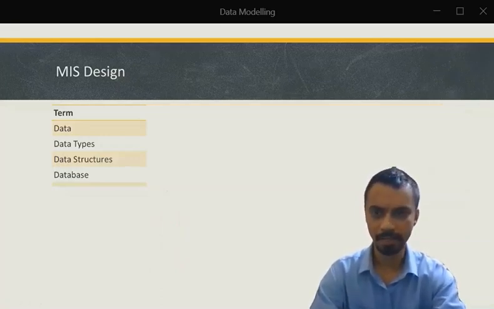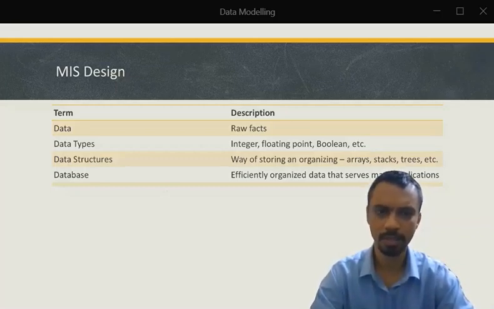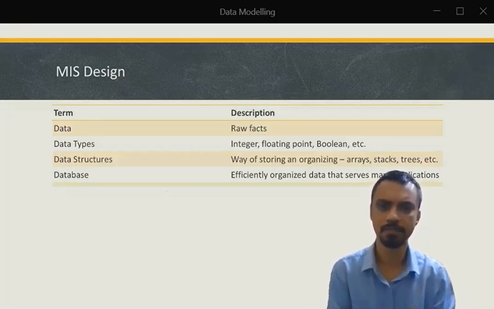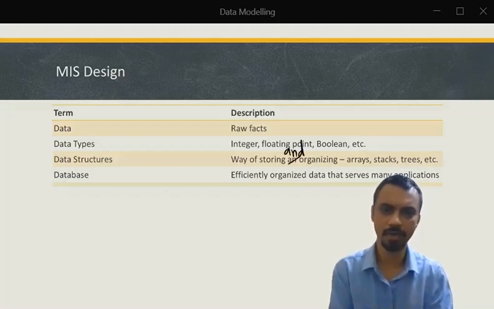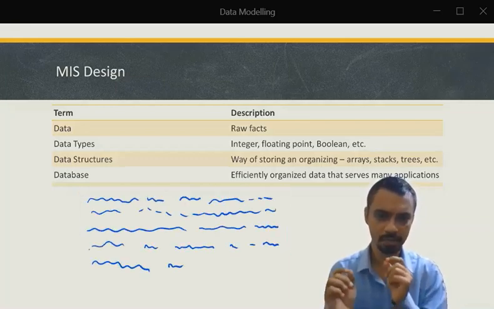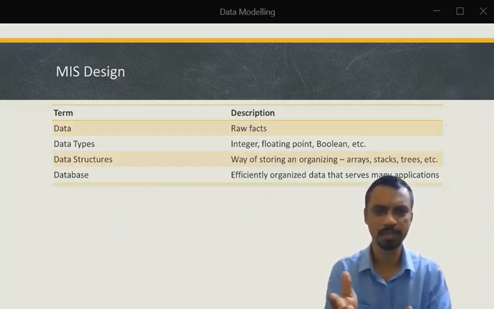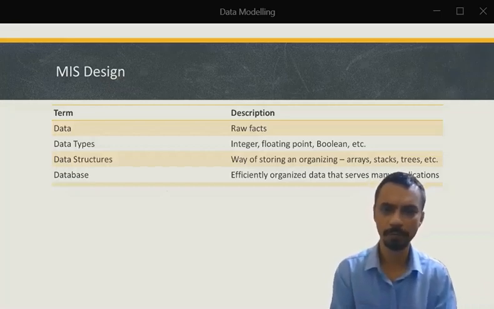What does data mean? We have already seen data is nothing but raw facts. Right? Data types, that is integer, floating point, boolean. So these are different types of variables which any computer uses in storing the data. While storing, the data can be stored in different ways or organized in different ways. The most classic example we saw was the flat files, in which each byte is stored one after another and it becomes a very long file, something similar to a text file that you may open.